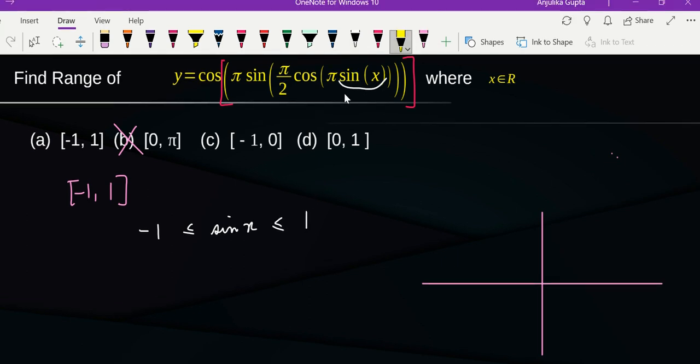So let's move a little ahead. What about pi sine x? Let's multiply pi on both sides. So pi sine x is going to lie between -pi and pi. A little bit more, cos of this. Now we have to be careful because we are going to take cos of this whole stuff.